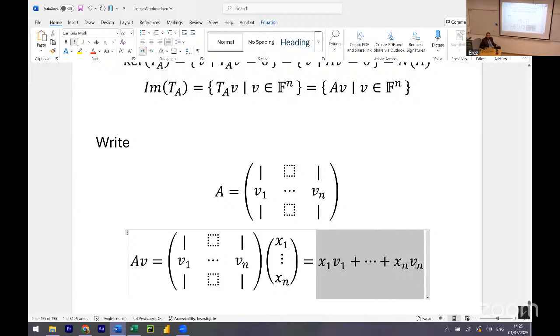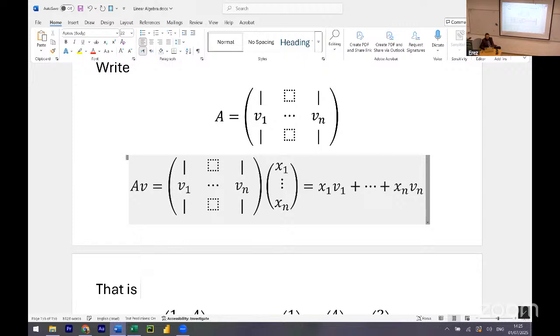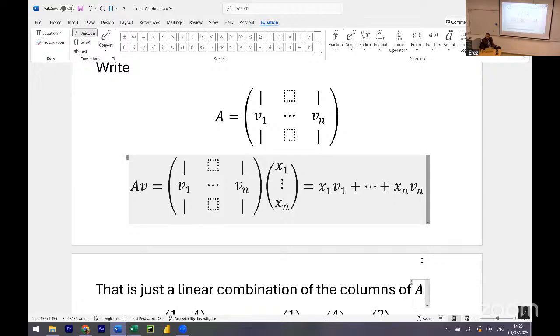No, what are V1 to Vn? Vectors of A. What vectors of A? Column vectors. The columns of A, exactly. That's just a linear combination of the columns of A. That was my main point.